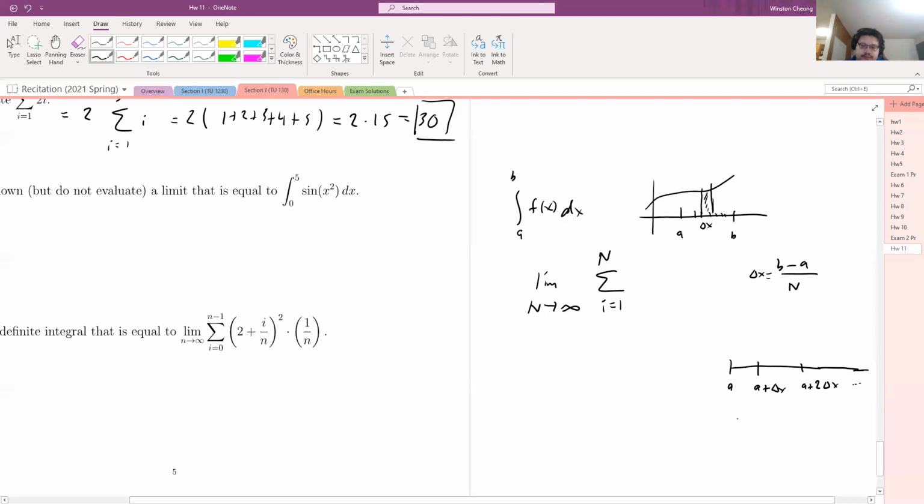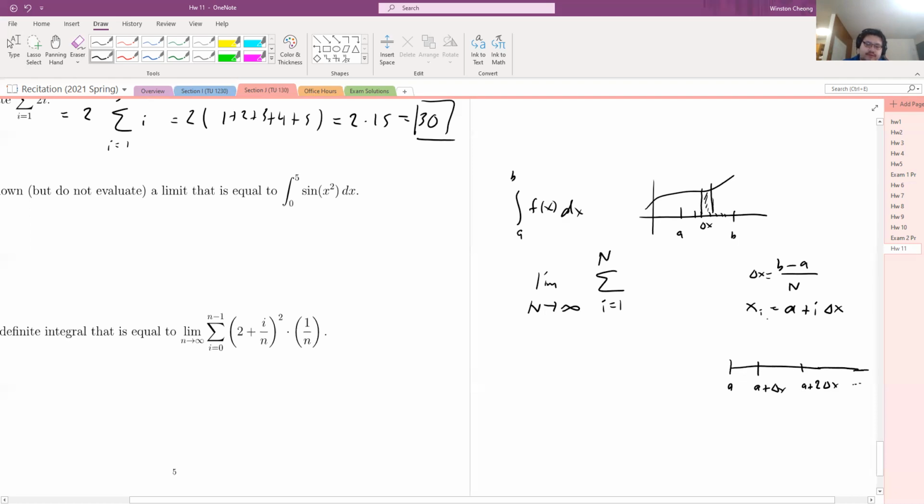Each of these values we would call an x sub i. The way it works is you have a plus i times delta x. You start off with a0, and then you go up to an, which would end up being b.